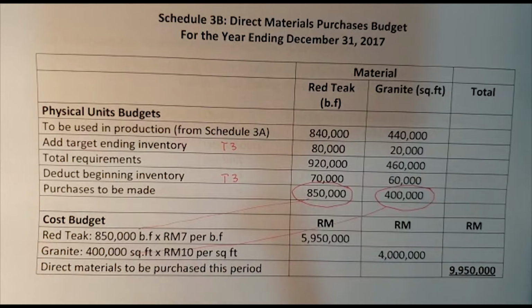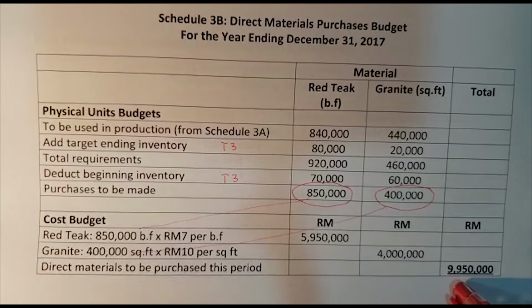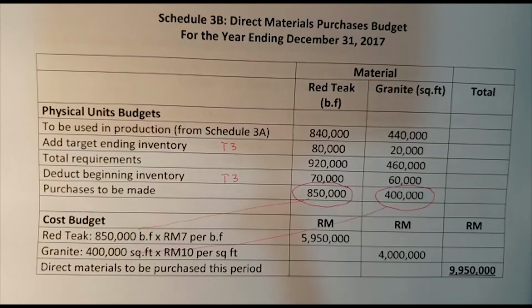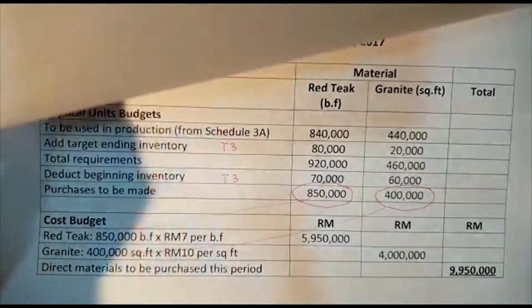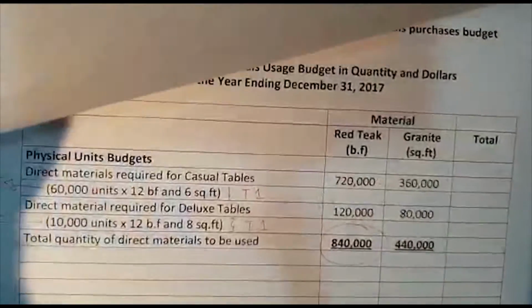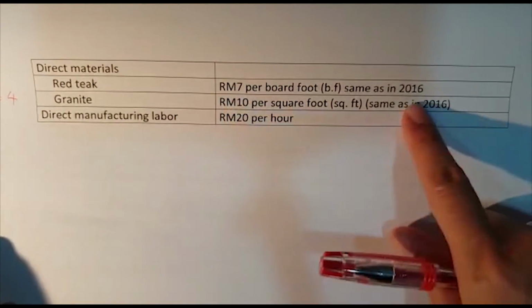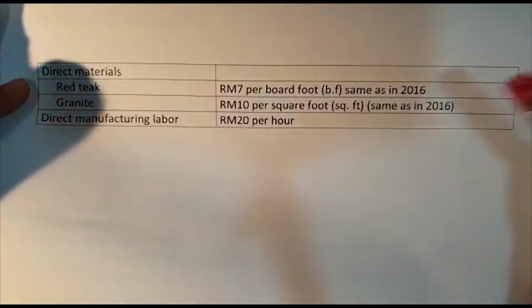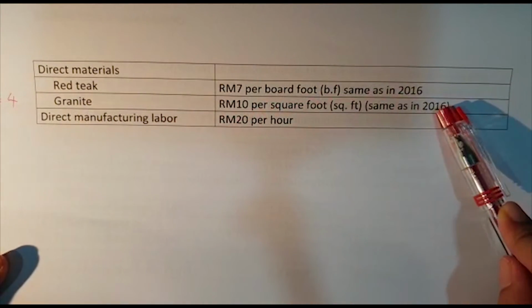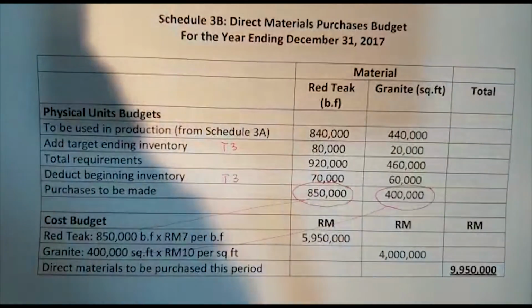So direct material that we need to purchase for this period of 2017 is basically around 9,950,000. And as for the price, you know, like 7 and 10, we can get this from table 4 from the questions that given to us. All right, so it is here basically the price. Although we are doing this calculation for 2017, the price is still the same, in 2016 or 2017 we can use the figure because the price is similar.